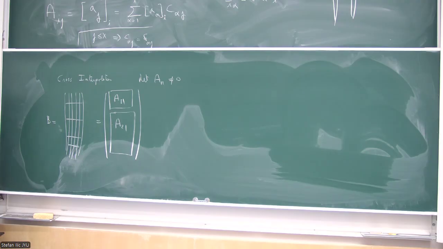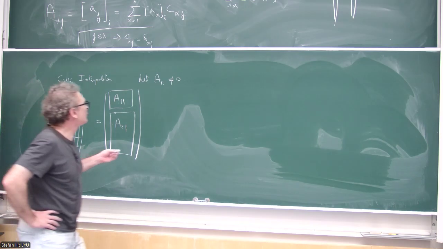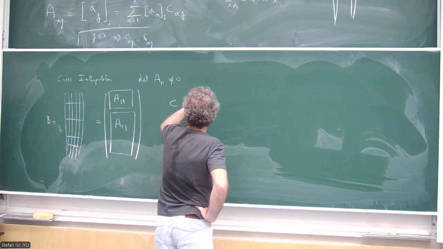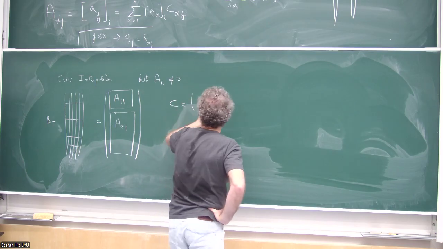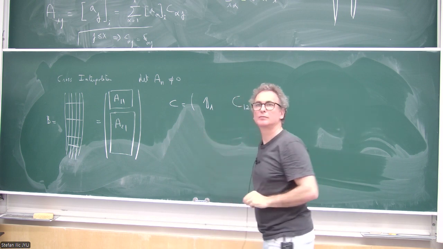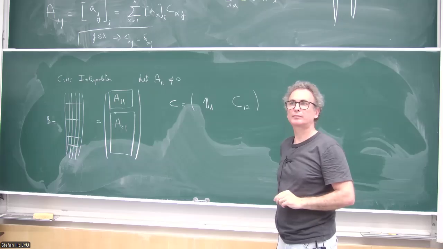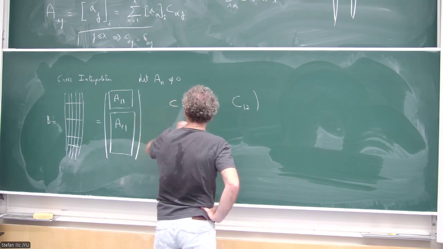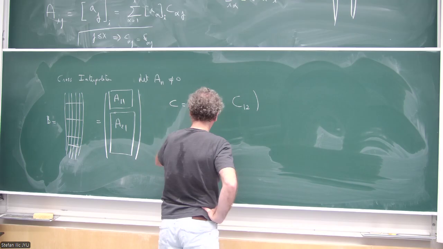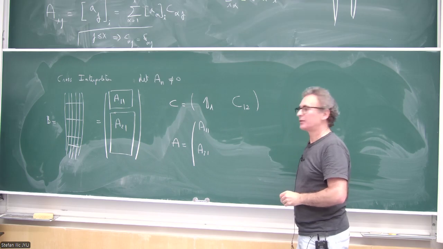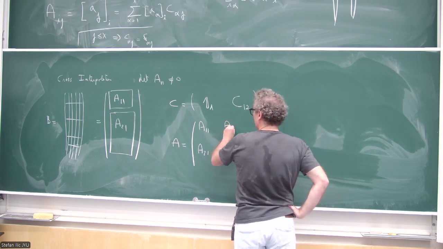Okay. C, for the moment, I don't know. I know that it's the identity followed by something. So C, I write as identity followed by C12. And my matrix A has the block A11 and A21, because B is made out of the first vectors of A. And then it has something else here, A12 and A22.